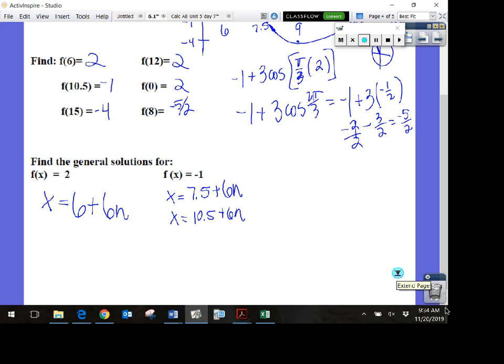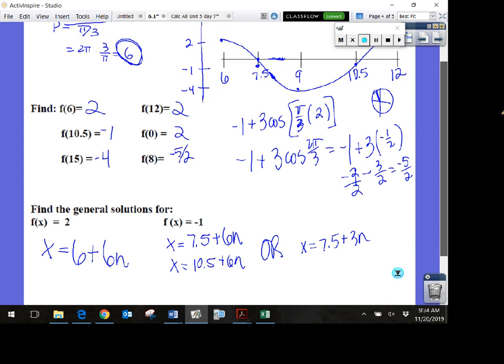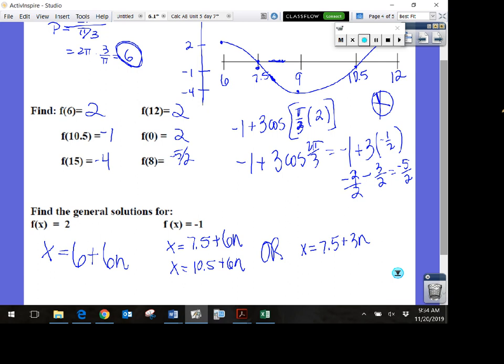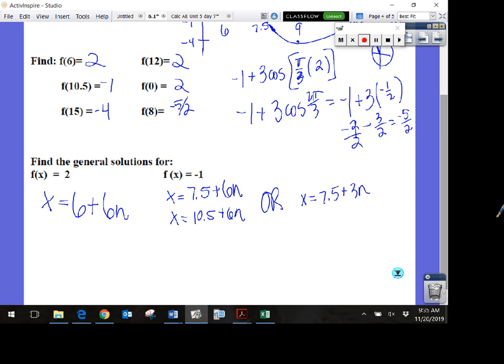Now, some of Meredith said we can take half. Or if you recognize that it's on the exact middle, we could have just said x equals 7.5 plus 3n. Would that work? That would work because of our graph right here, 7.5 to 10.5, 13.5. It does not matter to me which way you do that.